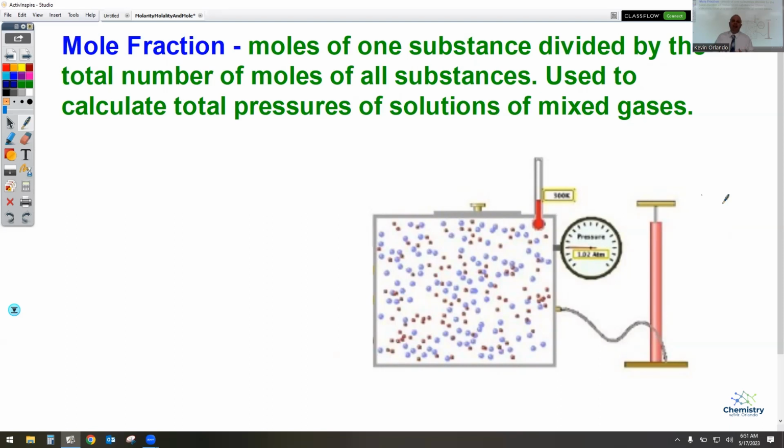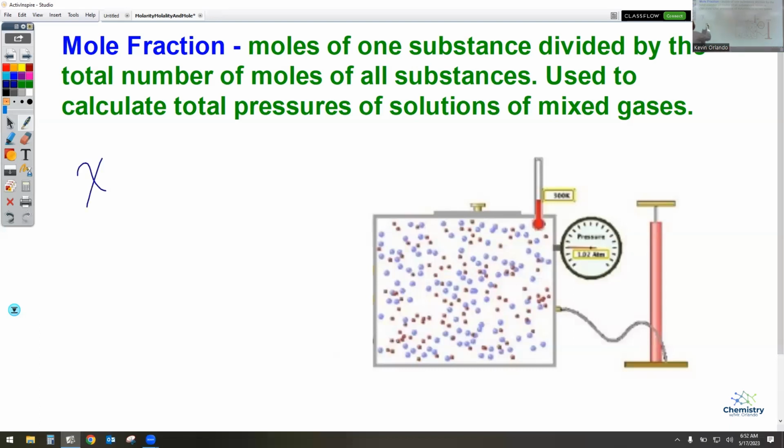If we wanted to find the mole fraction of hydrogen gas, or the blue spheres, we would count up the total number of blue spheres, convert that number to moles, so assuming that we have a gram amount for it. Then we would do the same for the red spheres. Count up the number of red spheres, convert it from grams to mole. Then we would add the two mole amounts together to get the total number of moles. And then we would put the moles of one sample, divide that by the total number of moles.